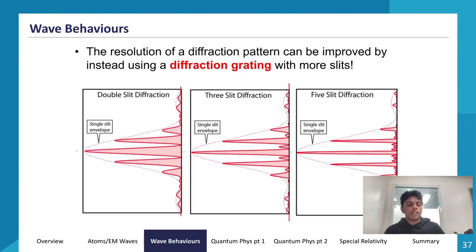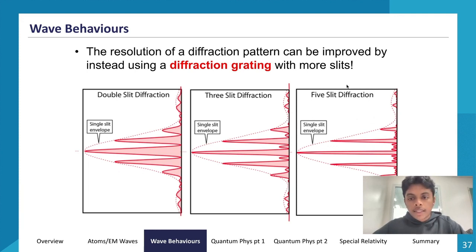So now we can look at the resolution of diffraction patterns, and a way that the resolution can be increased is by using a diffraction grating with more slits. So if we look here, the double slit diffraction pattern for a single slit envelope looks like this. So it's kind of chunky, kind of thick over here. For a 3-slit diffraction, it becomes thinner, right? So you can see more information over here. But the single slit envelope remains pretty similar.